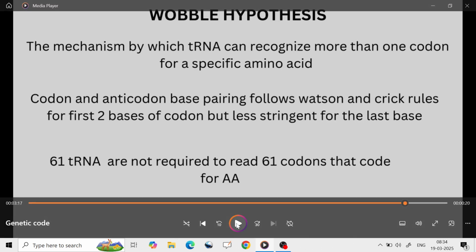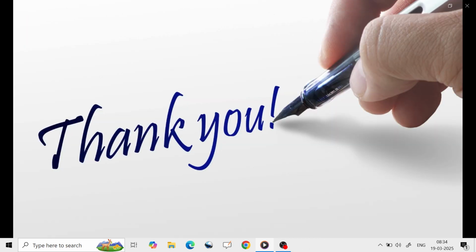So 61 tRNAs may not be required to read 61 codons. It doesn't mean that. With a smaller number of tRNAs, we can code for 61 codons, because of the wobble hypothesis. If you have any doubt, please let me know in the comment section. If you want a clearer idea, I will also post what the wobble hypothesis is in the description.